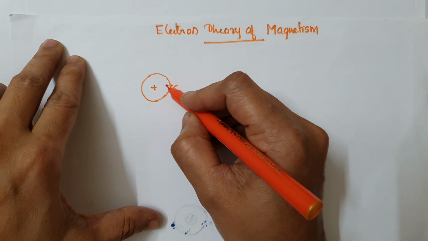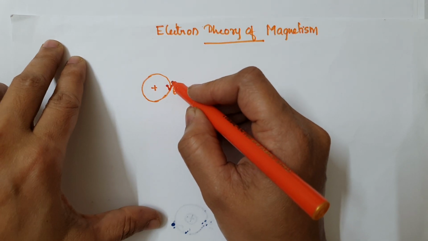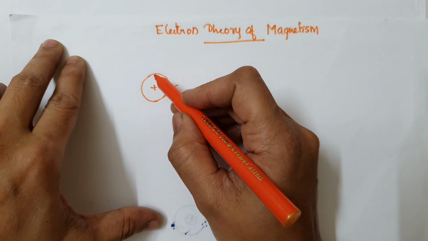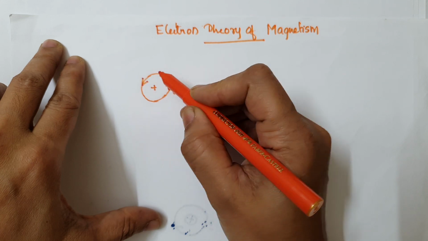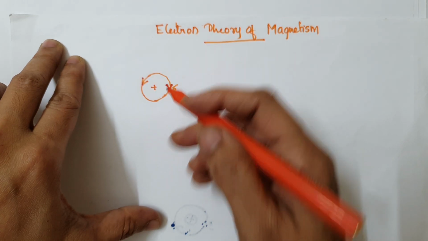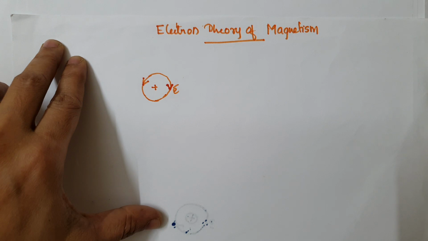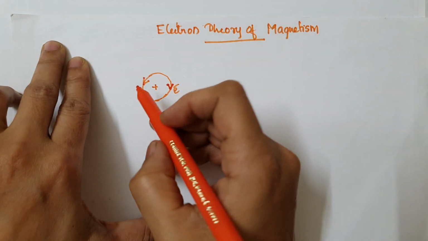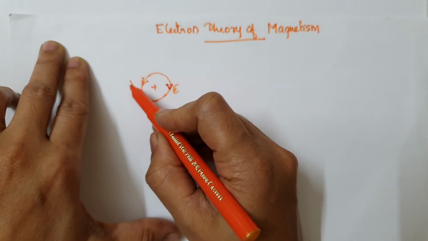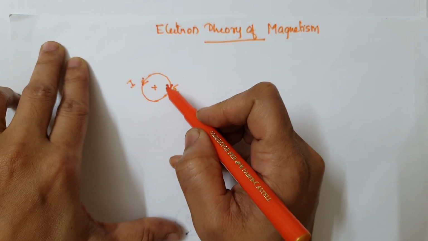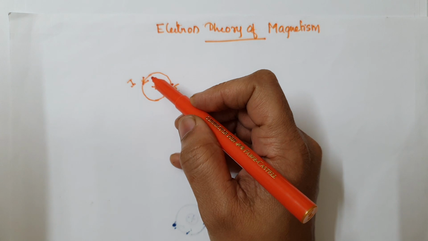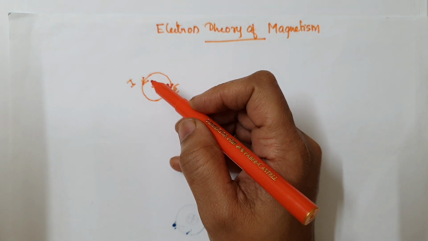When the electron is moving in the clockwise direction, the direction of the current will be opposite to this. This is the direction of the current, because the direction of current is always opposite to the direction of motion of the electrons. And when a current I passes through this region, it produces a magnetic effect.